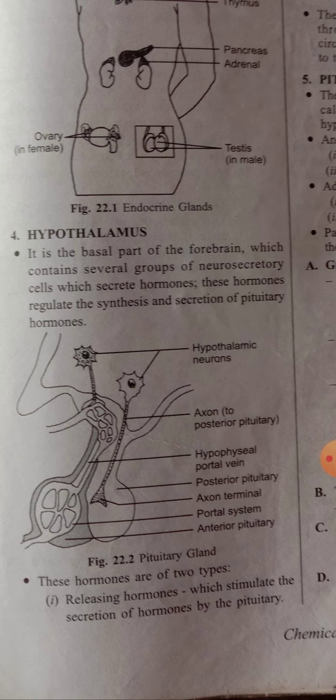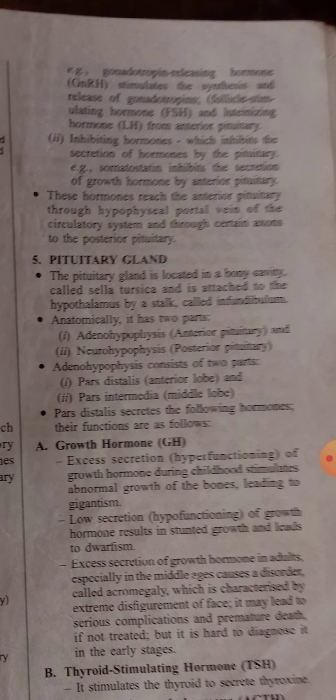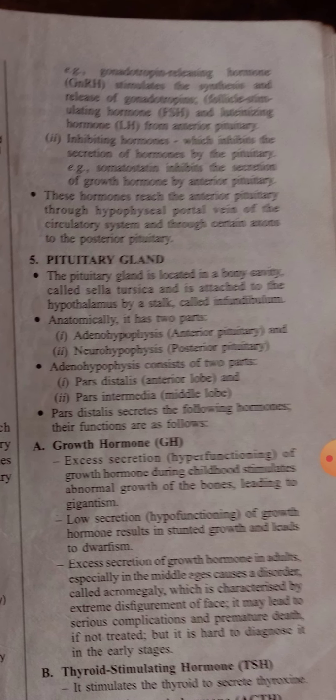These hormones are of two types. One is releasing hormone, which can stimulate the other glands for their functioning. So they are known as releasing hormones, which stimulate secretion of the hormone by the pituitary. For example, gonadotropin releasing hormone, GnRH, stimulates the synthesis and release of gonadotropin.